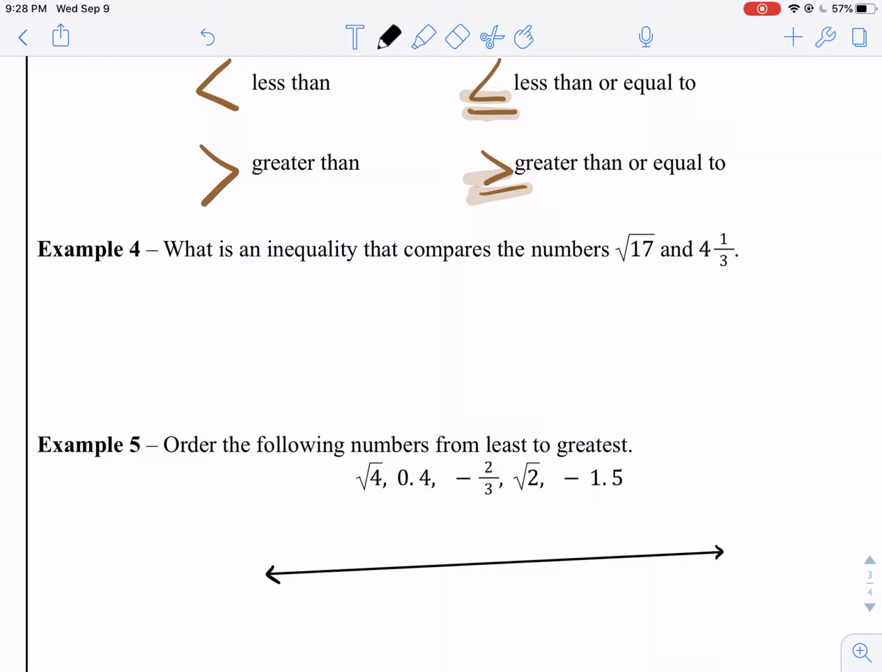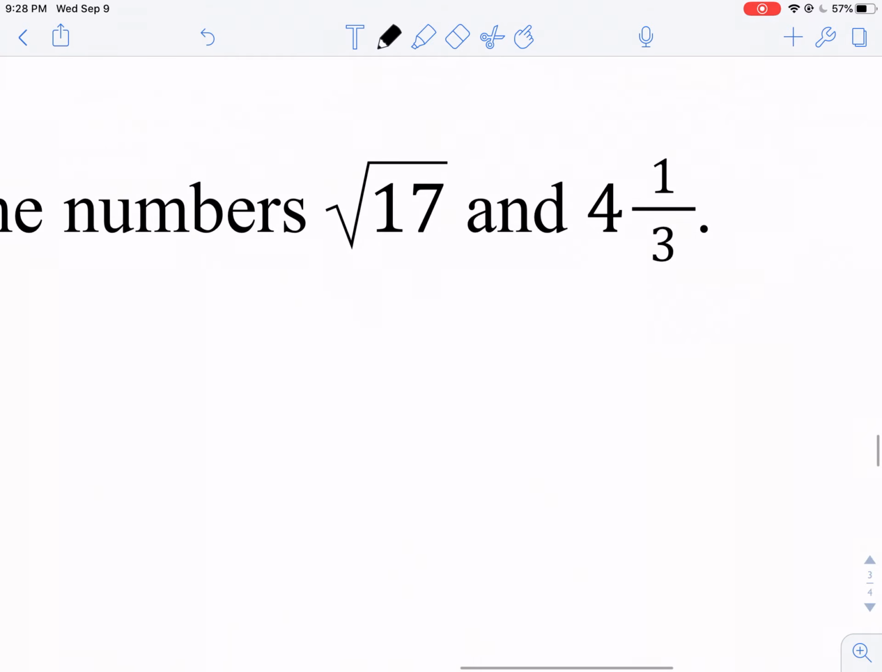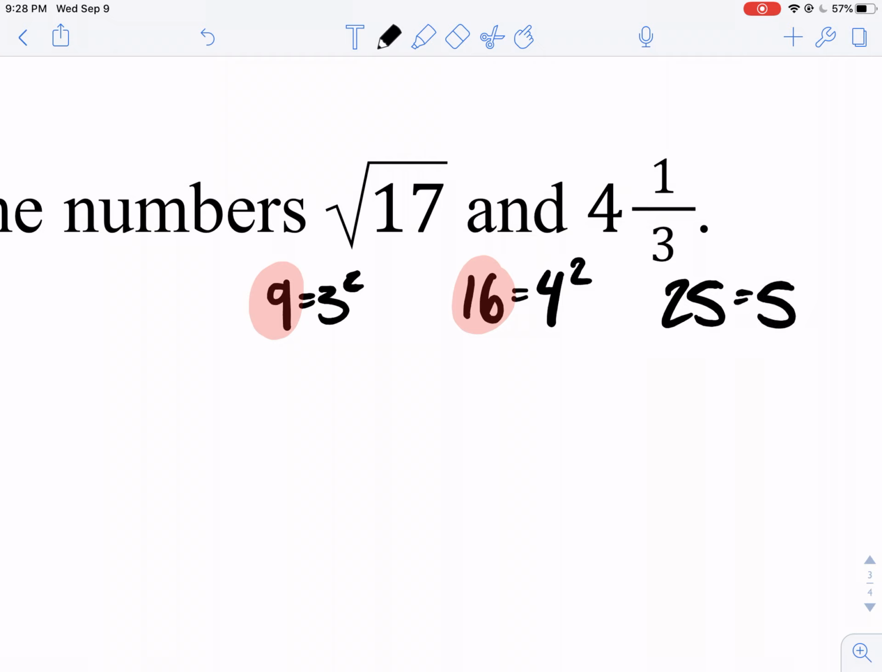Okay. So when I list square numbers, I know 9 is 3 squared, and I know 16 is 4 squared. Remember, these are perfect squares from earlier. And then keeping on going, I've got 25 is 5 squared. Now 17 is just bigger than 16, which is 4 squared, but not quite close to 25. So we know that the square root of 17 is going to be greater than 4, but is it greater than 4 1/3? I don't know.